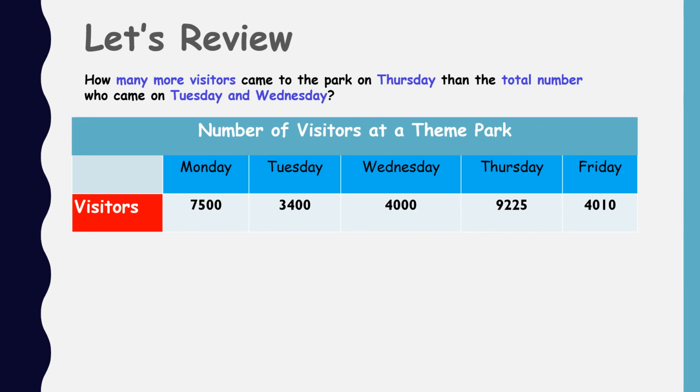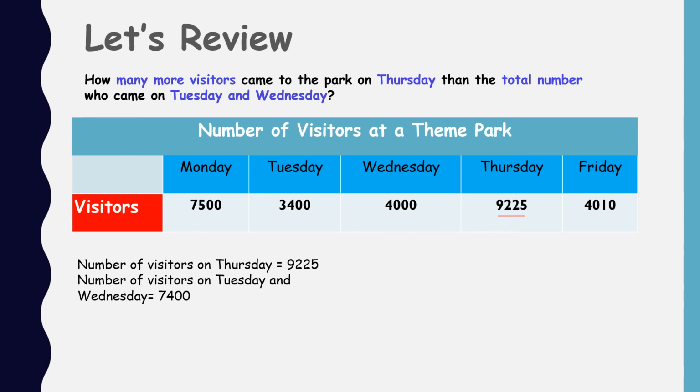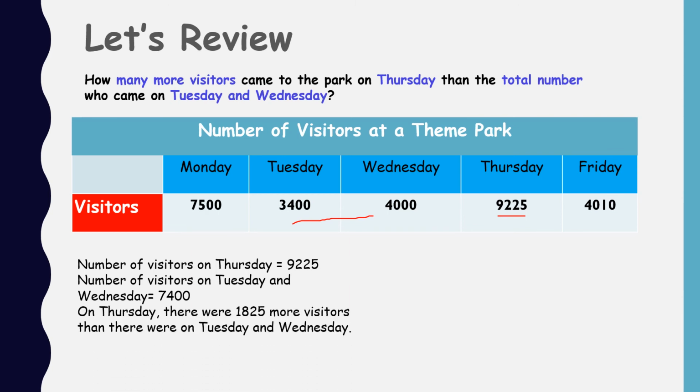So now let's have a quick review. The number of visitors on Thursday was 9,225. The number of visitors on Tuesday and Wednesday combined, when we added these values, came to 7,400. We were supposed to find out how many more visitors came to the park on Thursday as compared to the combined value of Tuesday and Wednesday. We found out that there were 1,825 more visitors.